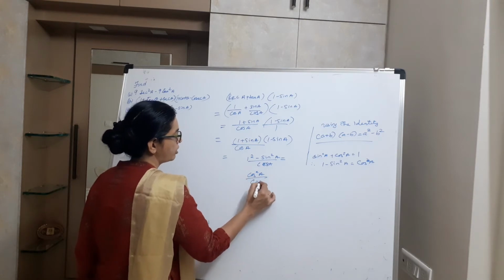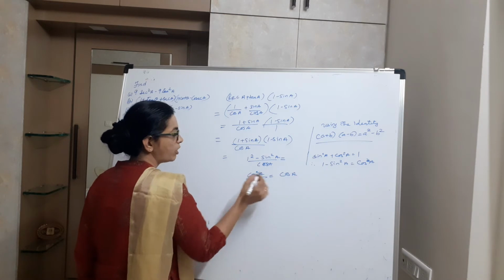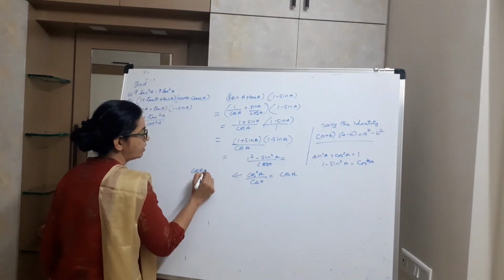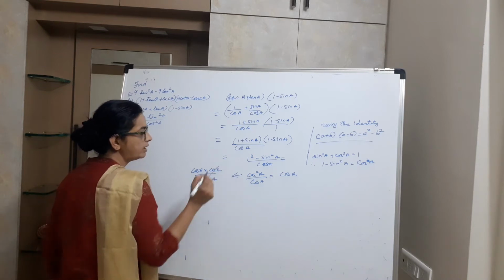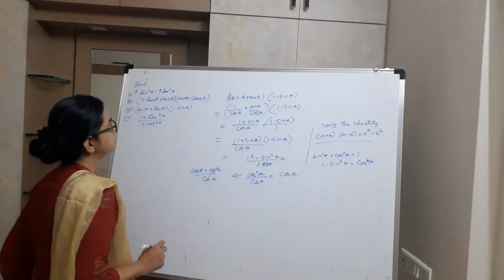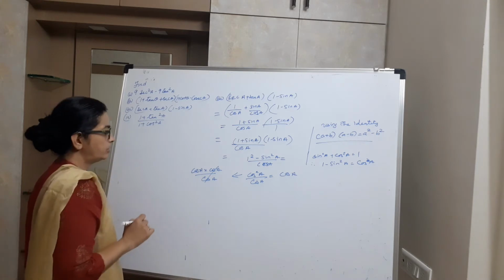Cos squared A upon cos A is cos A. Cos squared A means what, do you know? It is cos A into cos A, and here we have upon cos A. So we get cos A. Now, this is the third one. And now we'll do the fourth one.